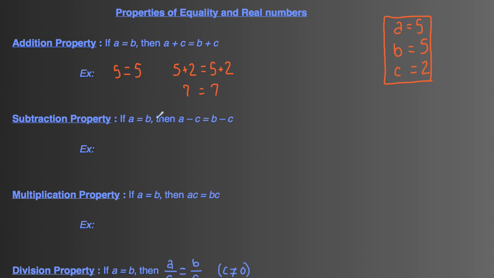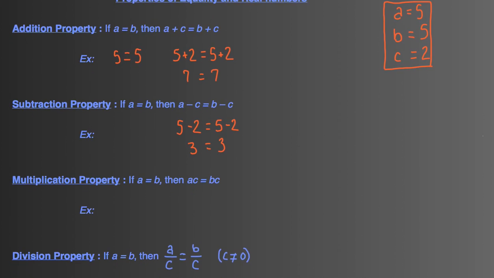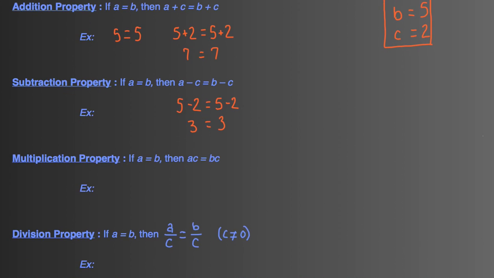The subtraction property says almost the same thing, except instead of adding the same number to both sides, we can subtract the same number from both sides. So 5 minus 2 should be the same as 5 minus 2. 5 minus 2 is 3, 5 minus 2 is 3. Makes sense, right? These are the properties that you've been using to solve equations. They're just spelled out as actual algebra properties.